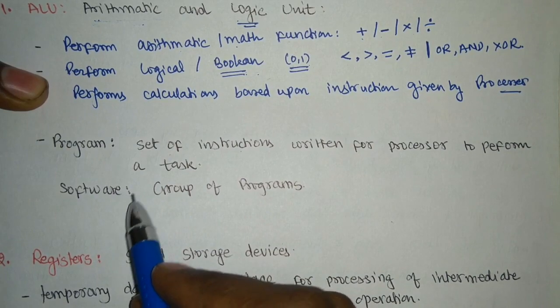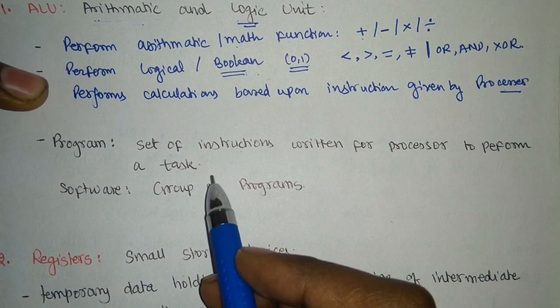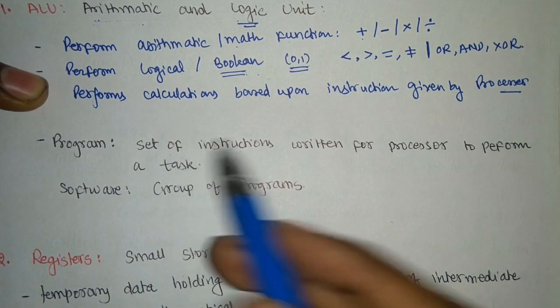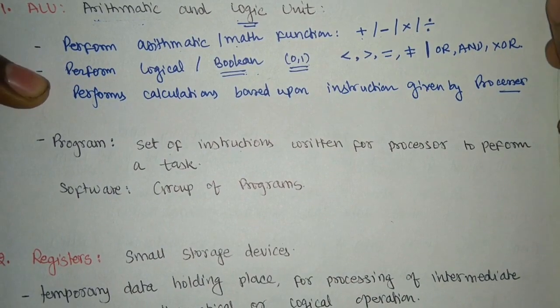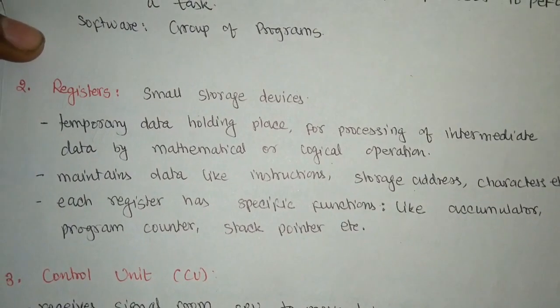Just like in our computers and PCs, we have different software. They are nothing but a group of a definite number of programs to carry out various functions. Right? The second component that we talked about is the register array.